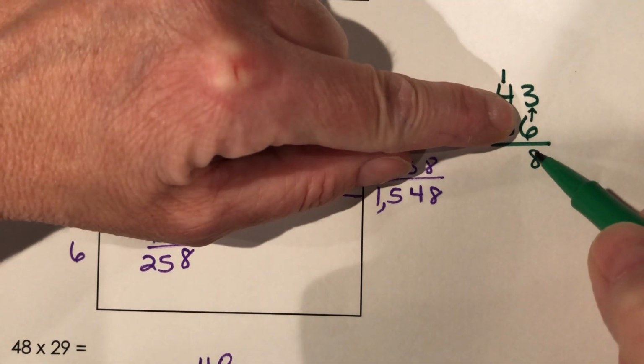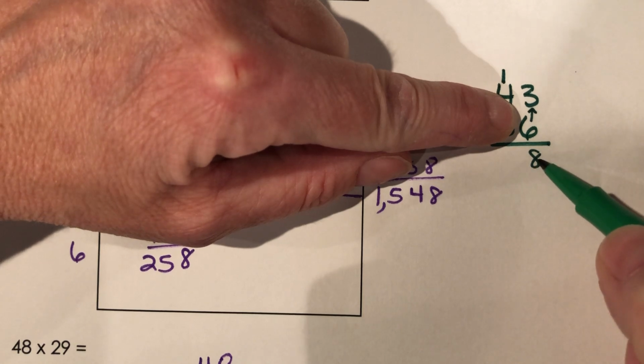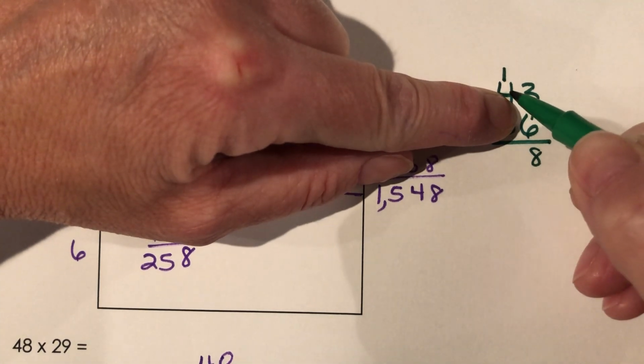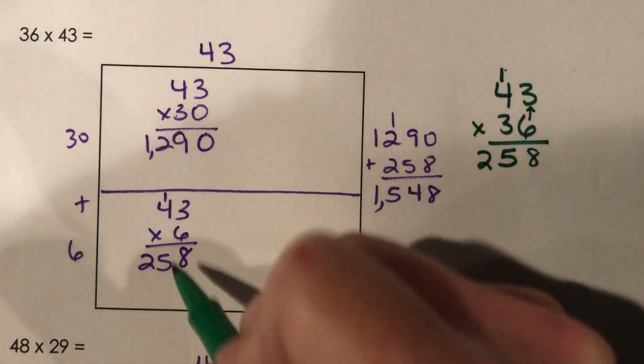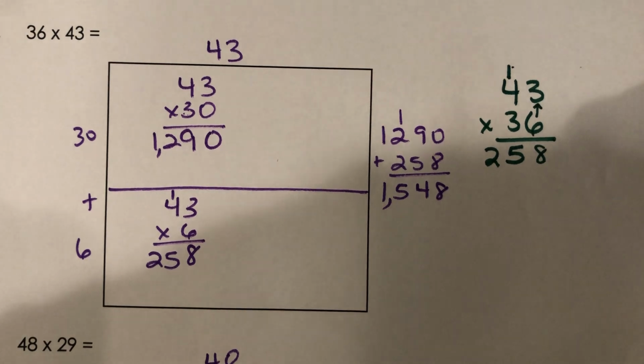And in 18, don't I have 8 ones? Yeah, so I put the 8 in the ones place. 6 times 4 is 24, plus 1 is 25. So I get my 258 just like I got right there.